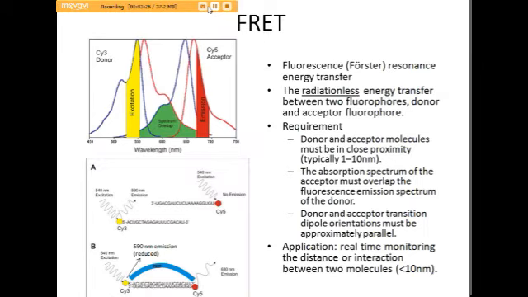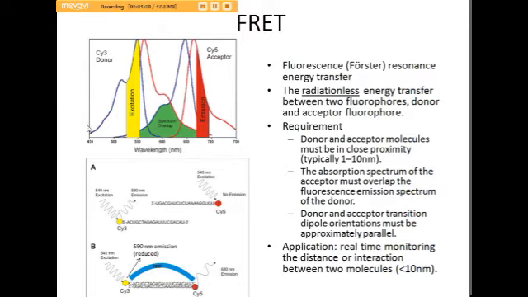Now let's look at FRET. FRET stands for fluorescence resonance energy transfer. Sometimes it is also called Förster resonance energy transfer. It is a type of radiationless energy transfer between two fluorophores. One fluorophore is called the donor, and the other fluorophore is called the acceptor. So FRET always involves two fluorophores, the donor fluorophore and the acceptor fluorophore. And the energy transfer is direct from donor to acceptor without involving photons or other types of energy.